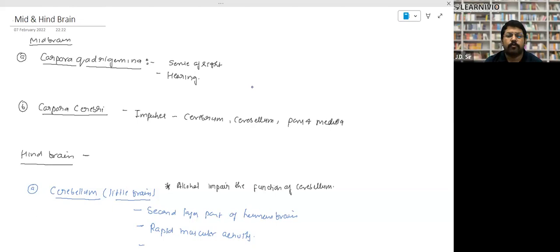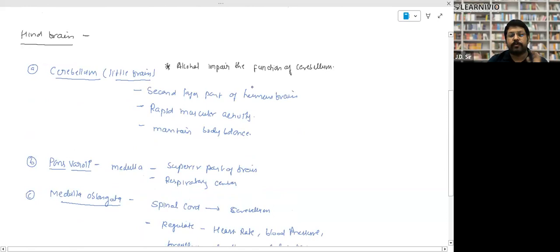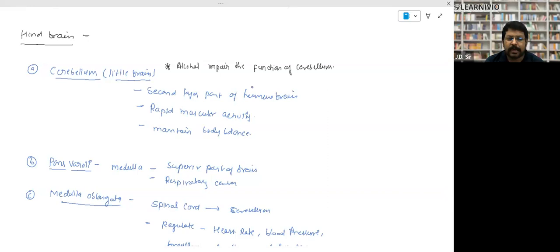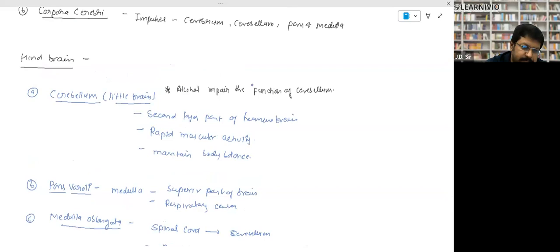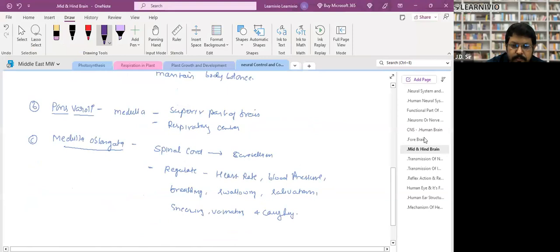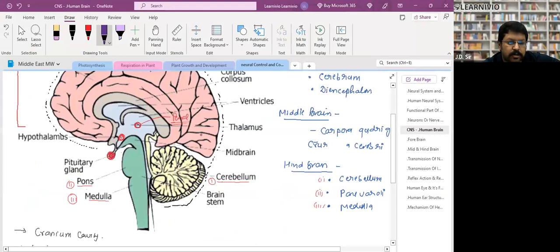The function of the hindbrain is the most important. It is the most frequently asked part. The hindbrain is further divided into three parts: cerebellum, which is called the little brain, pons varolii, and medulla. Let me open the diagram of the brain again. Look, this flower-like structure is called cerebellum. This part is called pons and the lower part is the medulla. The medulla remains connected with the backbone.